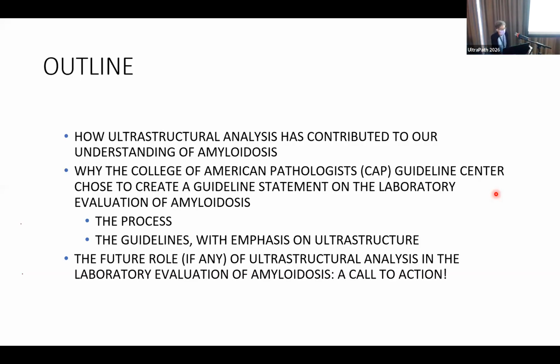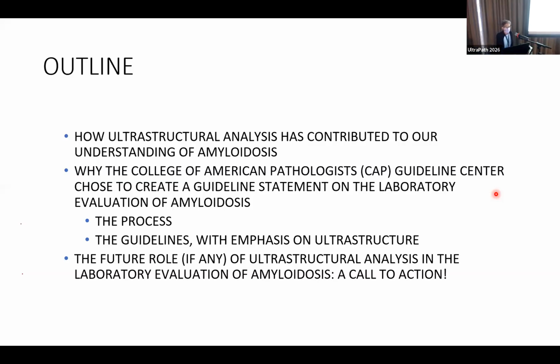So I'd like to make you feel good first before I make you feel a little bit bad about the day-to-day use of EM in amyloidosis. How ultrastructural analysis has contributed to our understanding of the disease. Why did the CAP decide all of a sudden to create a guideline statement?